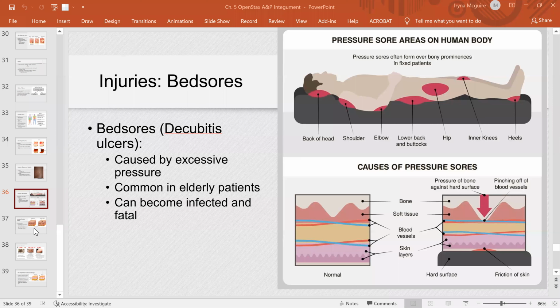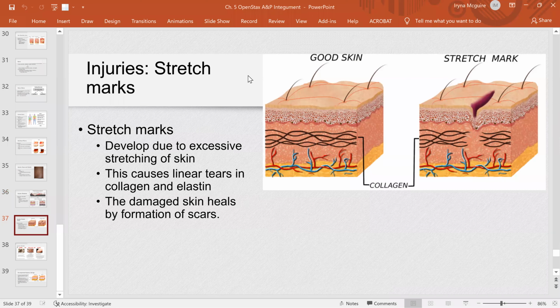Now, next we have stretch marks. Well, everybody is familiar with stretch marks, especially if we gain weight and then lost weight, or if a female was pregnant, right? And then stretch our skin to the degree when we have tears in the skin, linear tears. So a stretch mark develops due to excessive stretching of skin that causes linear tears in collagen and elastin. And then your damaged skin heals, but it heals by formation of scars.